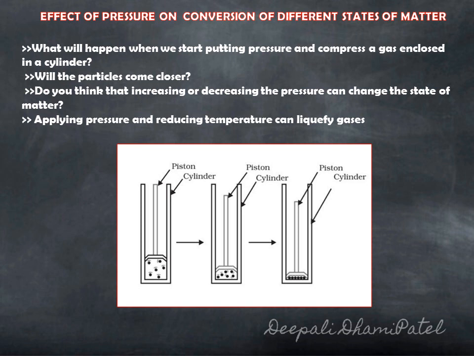The best example of it is LPG, that is our liquefied petroleum gas, which we use in our kitchens. In this cylinder, the gas is filled at high pressure, and so it is in liquid state. When you switch on the cylinder and light the stove, the liquid gas gets converted into gaseous form and is ready for cooking.